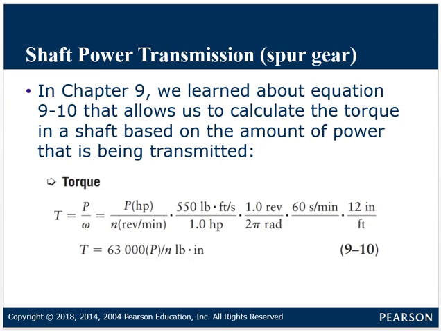So when we go through the unit conversions with 550 foot-pounds per second per horsepower and 2 pi radians per revolution, 60 seconds per minute, we end up with the canned equation: T equals 63,000 times P divided by N.